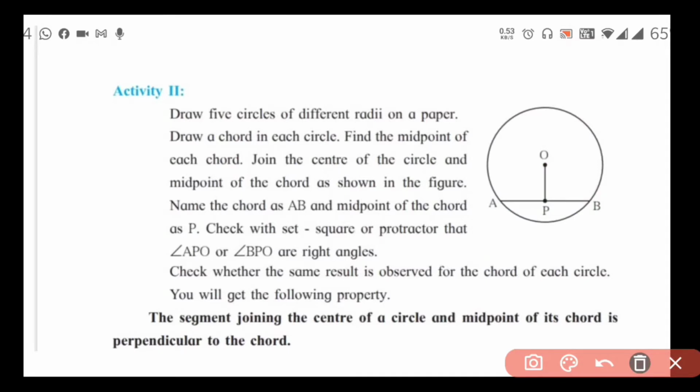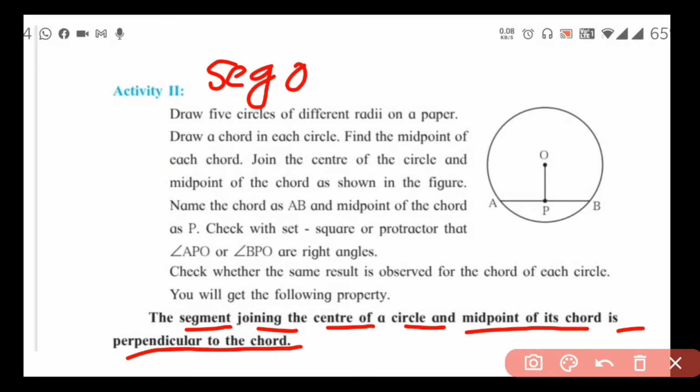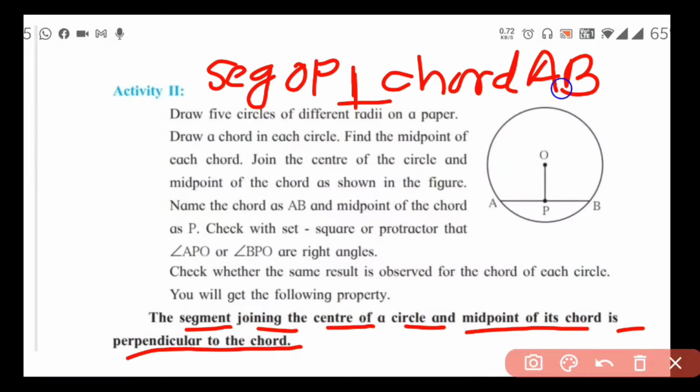The property is: the segment joining the center of the circle and the midpoint of the chord is perpendicular to the chord. So in this particular figure, how can we write this property? This property can be written as segment OP is perpendicular to chord AB. This is the symbol for perpendicular, like a T turned upside down. This is the second property.